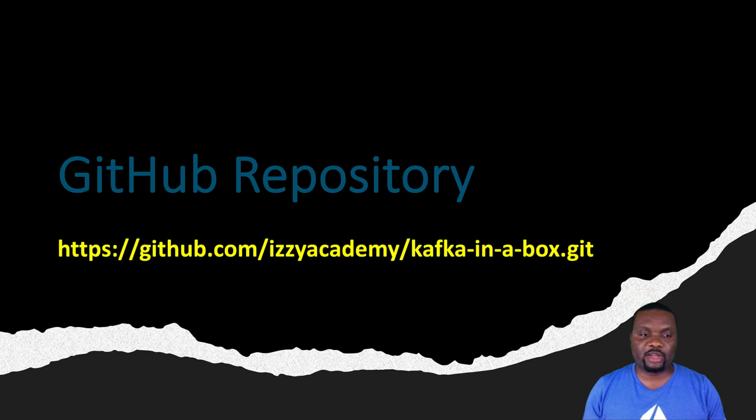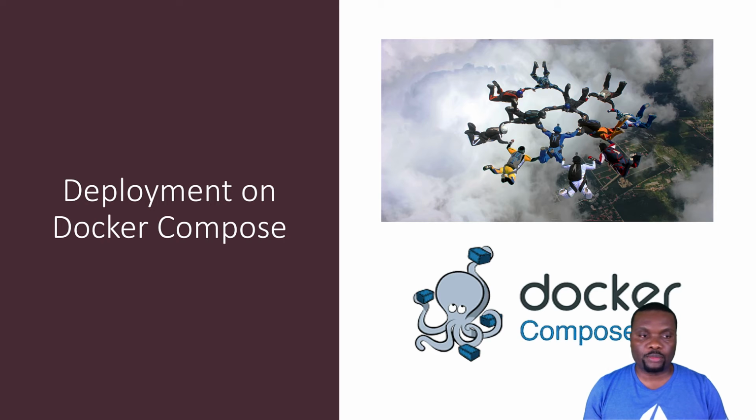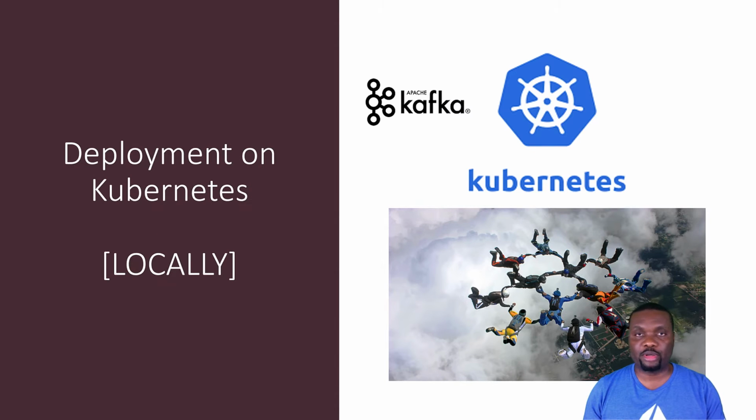So getting started with today's content, like I covered in the first video, you have to take a look at this GitHub repository, and then you can follow along with me as I walk through these steps. So in the previous video, we covered how to deploy it on Docker Compose, but in this particular one, I'm running a local Kubernetes cluster on my laptop, and I'm going to be using that to deploy the Kafka cluster.